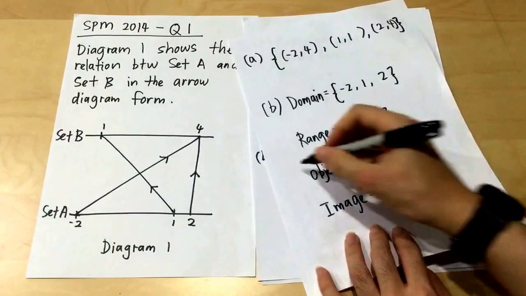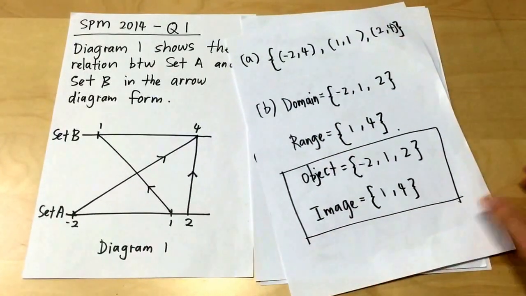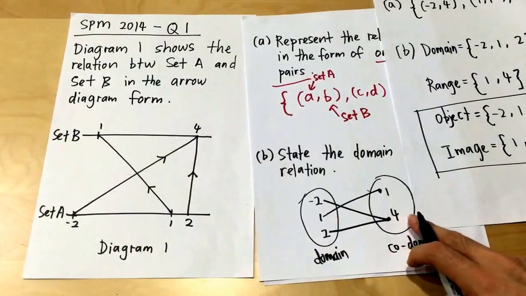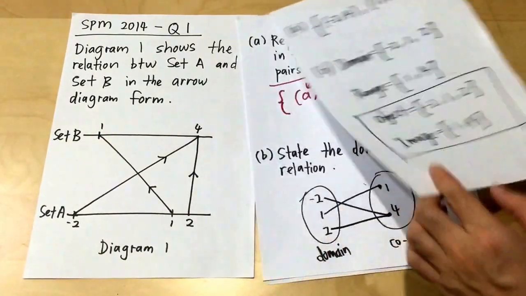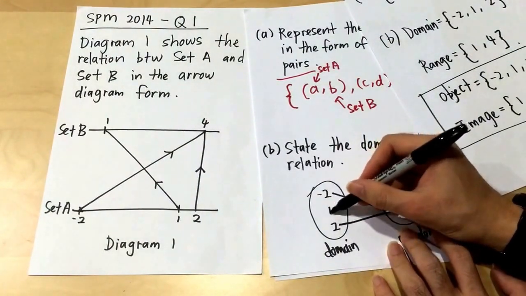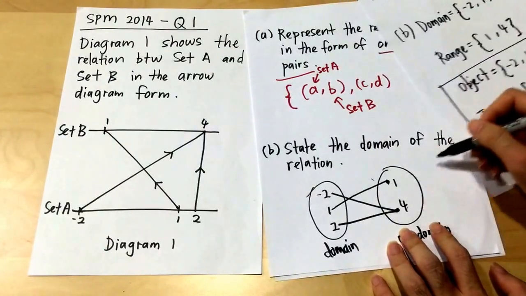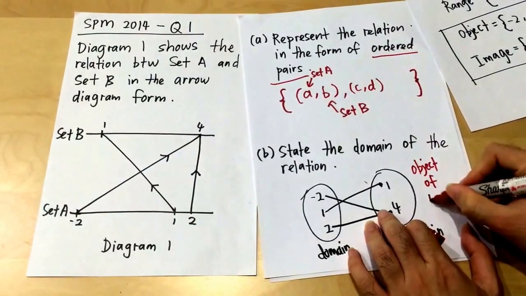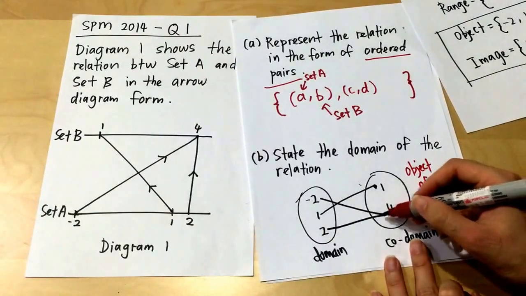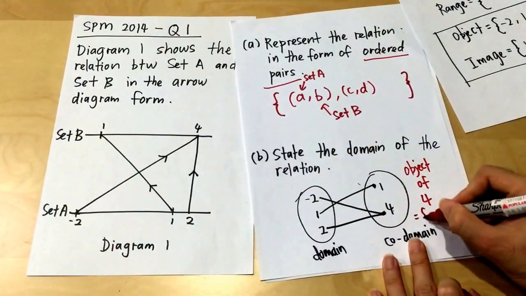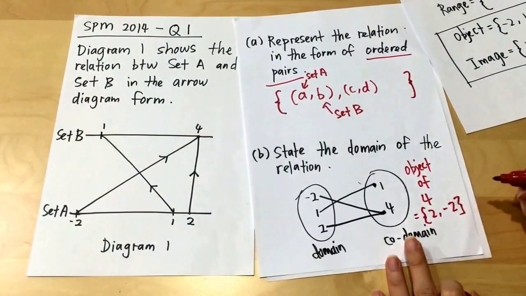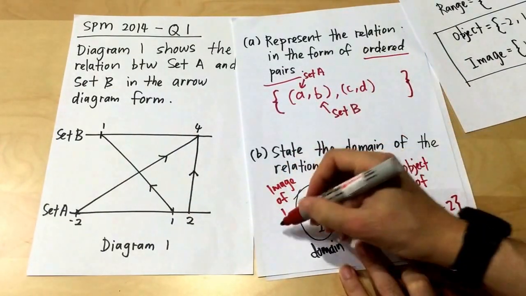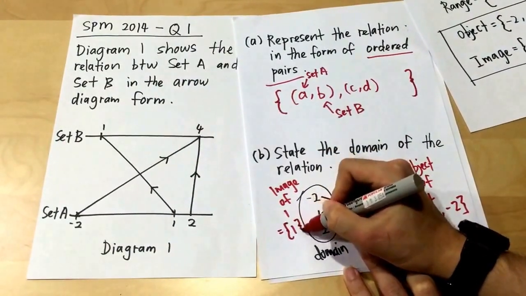But normally the question won't ask like this. The question normally asks what is the image of 2, and you know the image of 2 is 4. What I'm trying to say is that whatever elements are inside the domain are objects, and the elements in the codomain are images. If the question asks you about the object of 4, then you have to know that the objects of 4 are 2 and -2, so you write 2 and -2. Or the question may ask you about the image of 1, and the image of 1 is just 1.